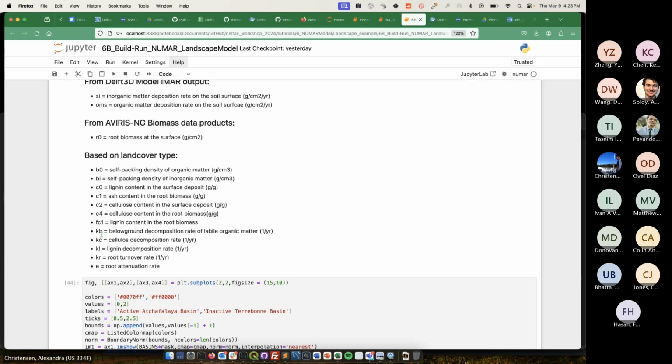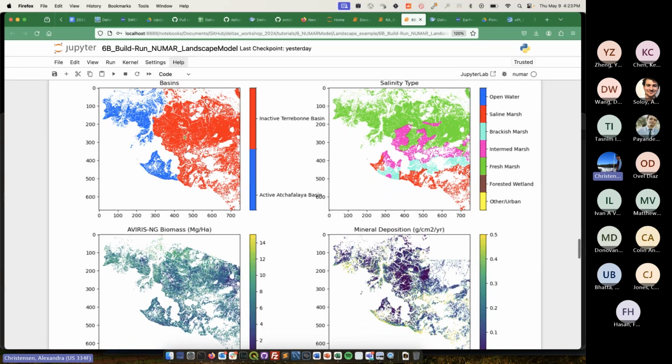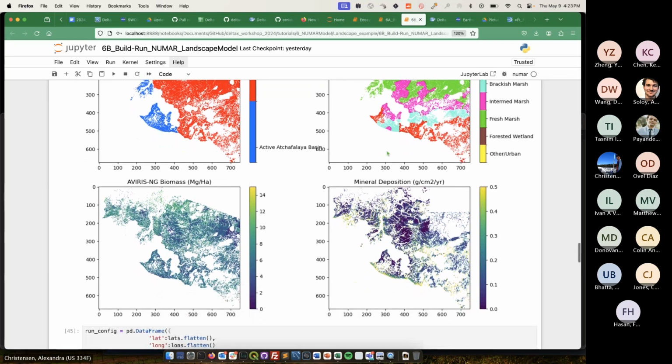So if we plot all of these things we've seen so far, here are the basins. This is how we determine active versus inactive. As you can see, where you cut off the Atchafalaya versus Terrebonne is a little bit different than the HUC that's published. The salinity type again is from CPRA. We have saline, we've included brackish and intermediate together, and then the green is the fresh marsh. The average AVERS-NG above ground biomass is used to determine the root biomass. And then finally, the mineral deposition from the Delft3D model.